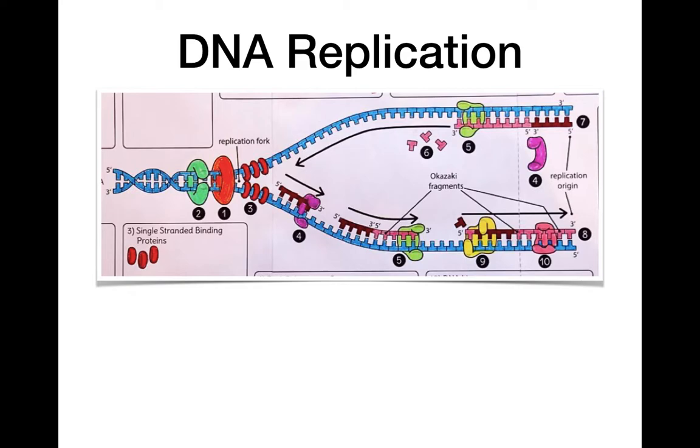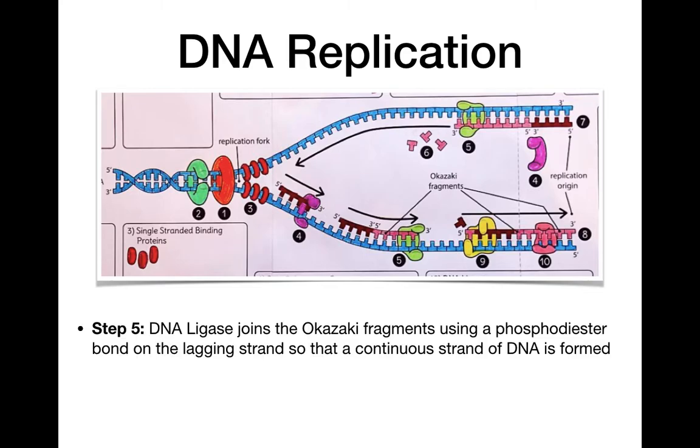Okay. All right, step 5. Now we have DNA ligase going to come in, and it's going to connect or ligate or glue together, you can think of it that way, the DNA fragments, the Okazaki fragments, on the lagging strand, using what's called the phosphodiester bond. So we now have a continuous strand of DNA. It's taking those little fragments that we fooled DNA polymerase 3 into making and putting them together into one continuous strand.